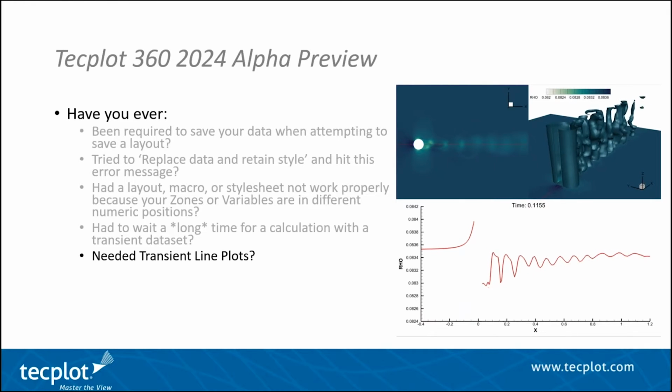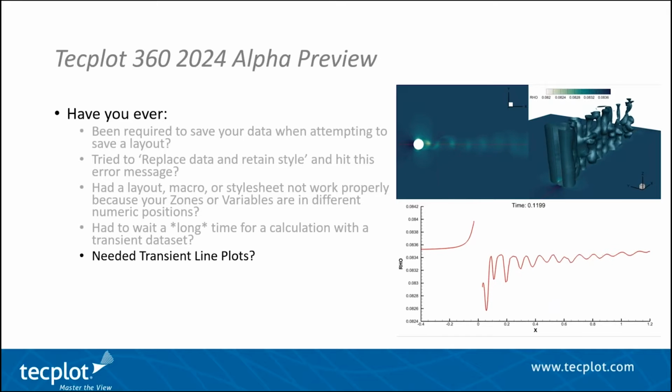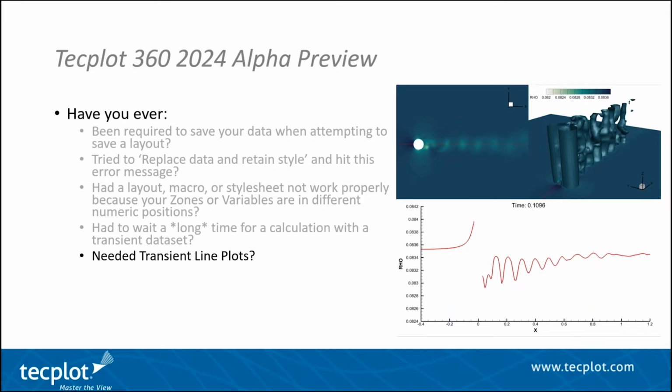And then finally, transient line plots. Tecplot 360 has done a pretty good job with our transient capabilities in 2D and 3D plots. We've always had the ability to animate through line plots, but not in this linked fashion between your XY, 2D, and 3D plots like you see here. So lots of interesting things that are coming down the pipe with this build.